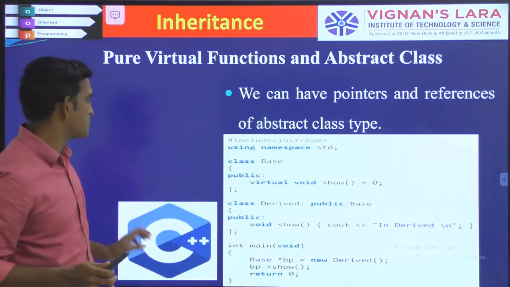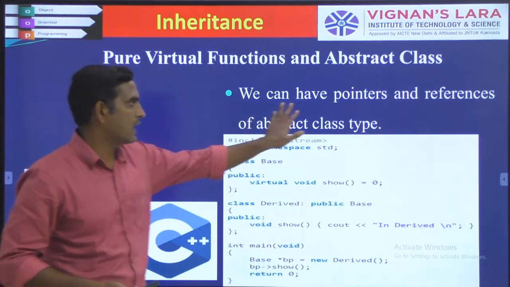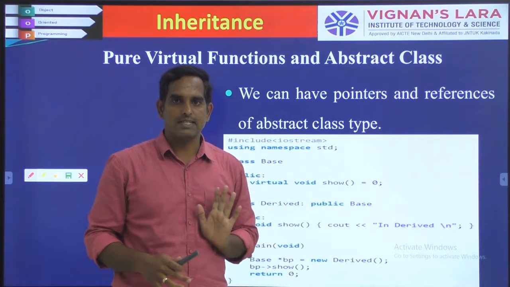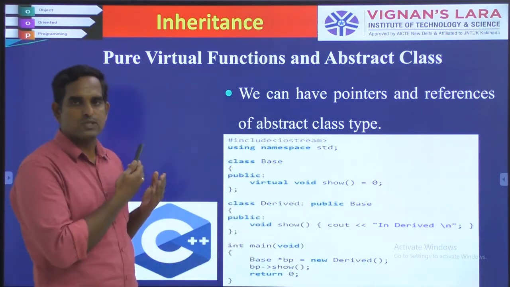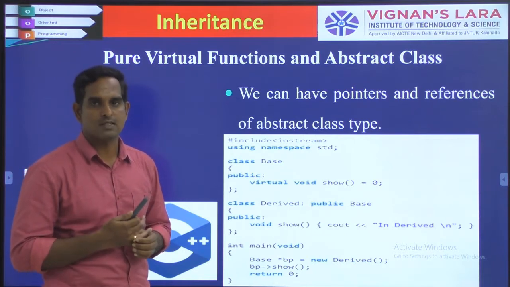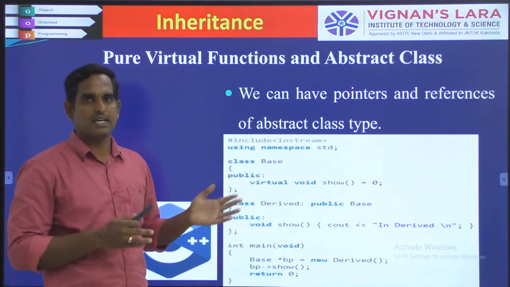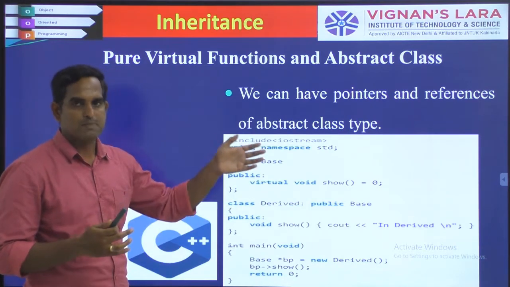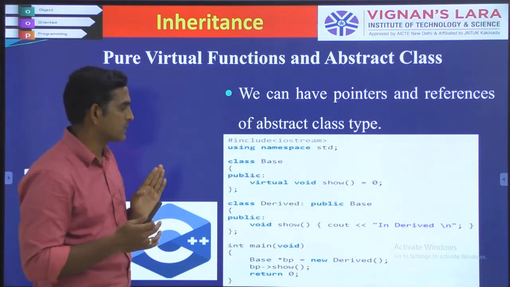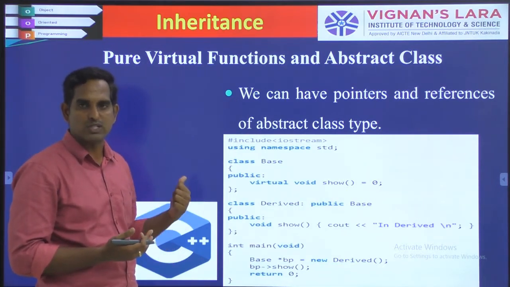The second thing is, just like normal virtual functions, you can have pointers and references of abstract class type. You have seen this in your virtual functions, where you can create references for your base classes. Those base classes are normal classes, but here these base classes are abstract classes. So the abstract classes also can have those references and pointers. This is the second property. So how will it be done? It will be done just similar to what you have done in your virtual functions.